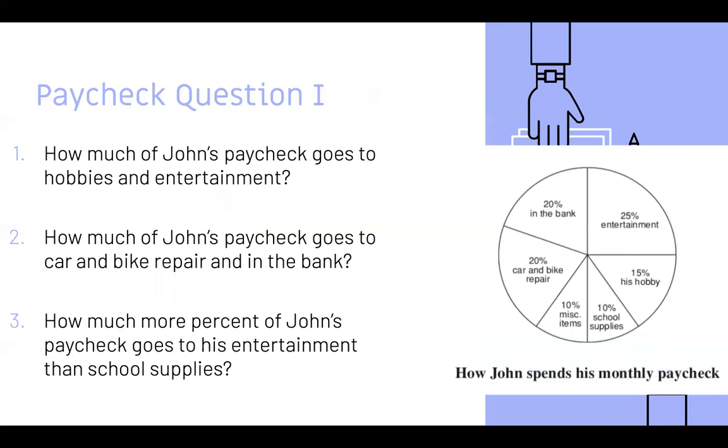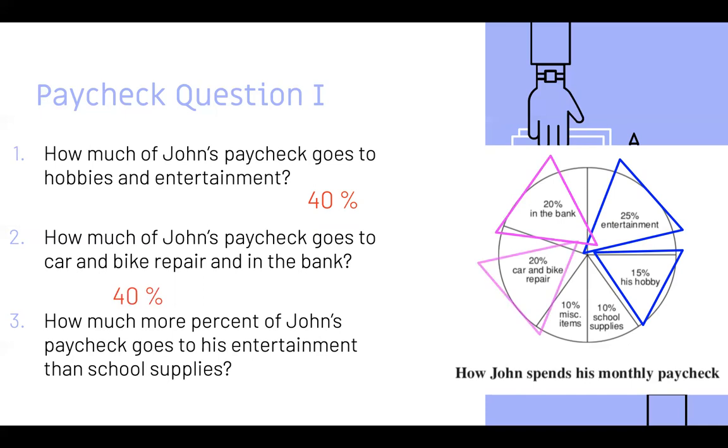So let's look at paycheck one. How much of John's paycheck goes to hobbies and entertainment? Entertainment is 25% and hobbies is 15, so 25 plus 15 is 40%. How much of John's paycheck goes to car and bike repair and in the bank? Car and bike repair is 20%. In the bank is another 20. 20 plus 20 is 40%.